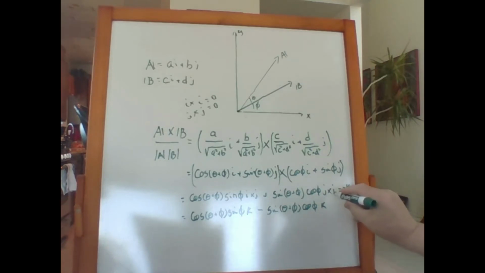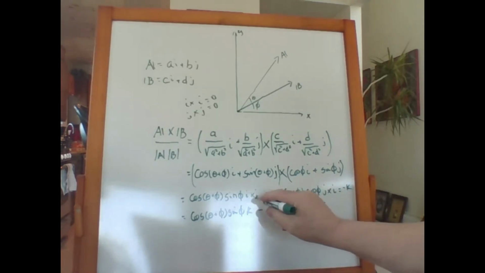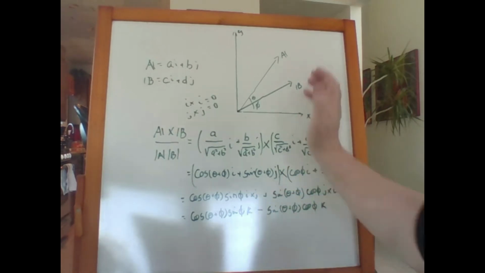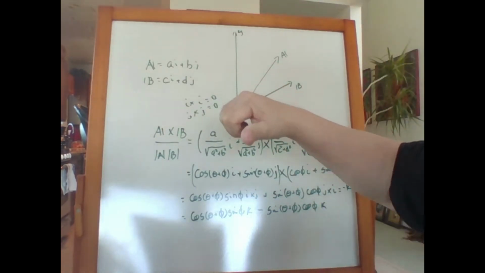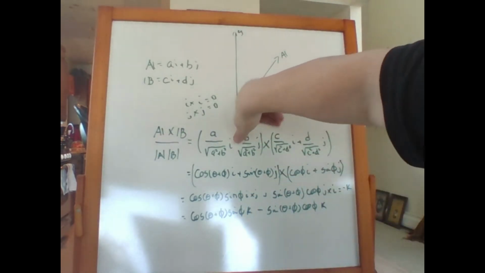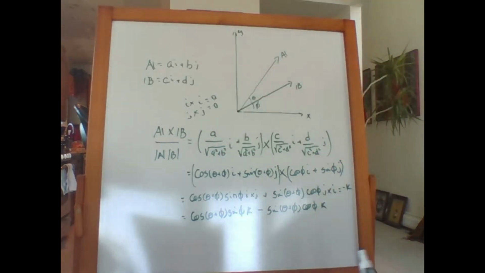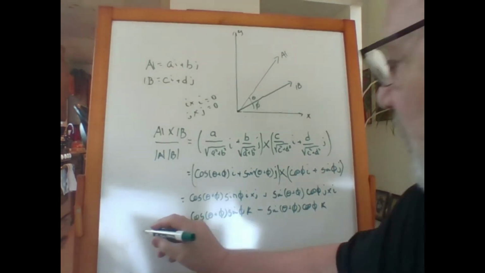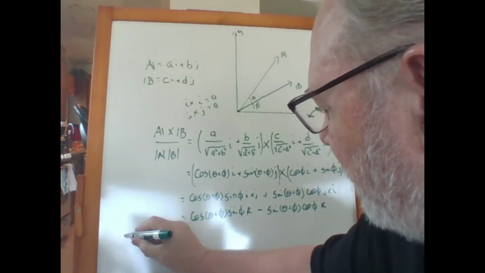This little j cross i, and i cross j is k. See, i cross j comes out of the board, and the opposite goes into the board. So now all we have to do is apply our trigonometric identities, and we have an interesting result.